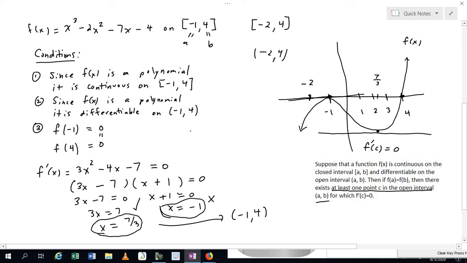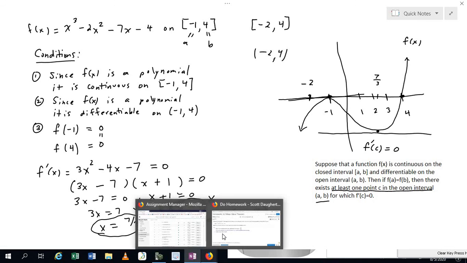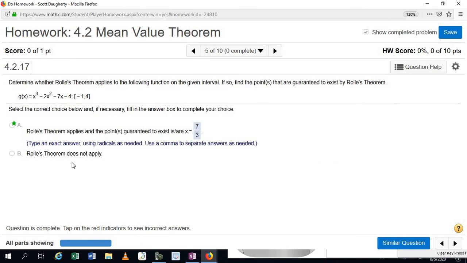Okay, so let's just check real quick. If you go back to my math lab, you can see that indeed 7/3 is the point that's guaranteed to exist by Rolle's theorem.